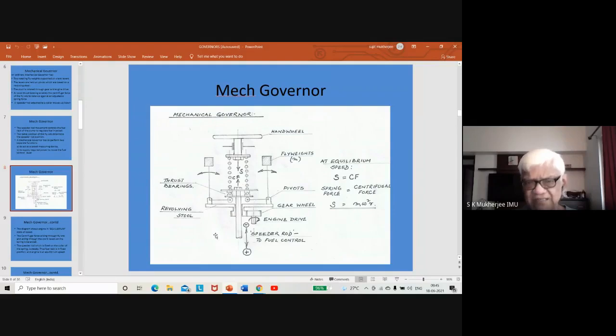What does it consist of? Initially it consists of two flyweights. Flyweights are two masses which can move in either direction. So these arrowheads show that this is capable of moving on this side as well as that side. It is supported on a bell crank lever. A crank lever is a bent lever, that's all. And there are two of them. One is on this side and one is on this side.